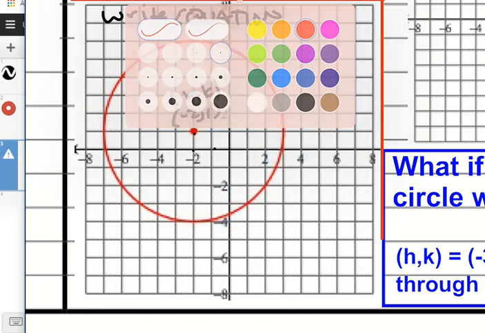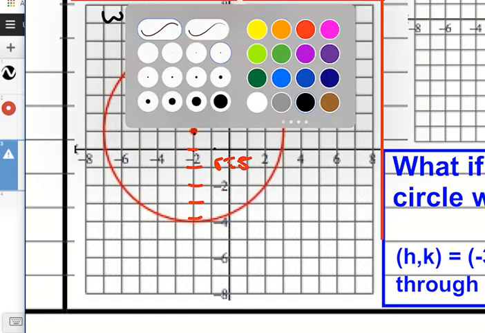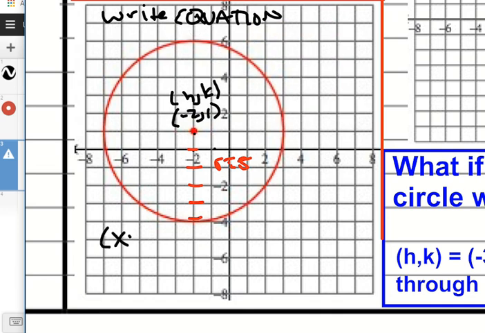Okay, so now we can put this into an equation. So we have (x minus h) squared, (y minus k) squared, and that's equal to r squared. That's our general equation. We just have to fill it in. So we're going to take x, and we're going to subtract our h value. Well, if I subtract h, that'll be plus 2, because it has negative 2 as our h value.